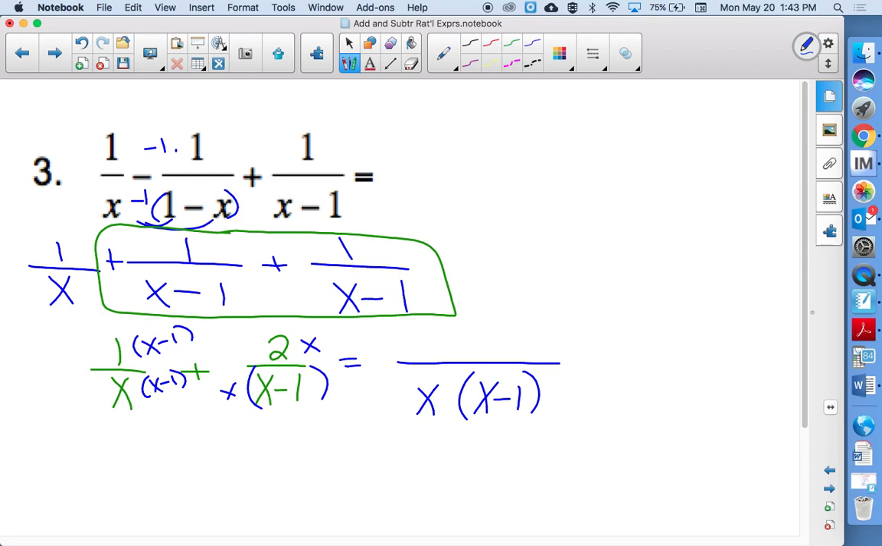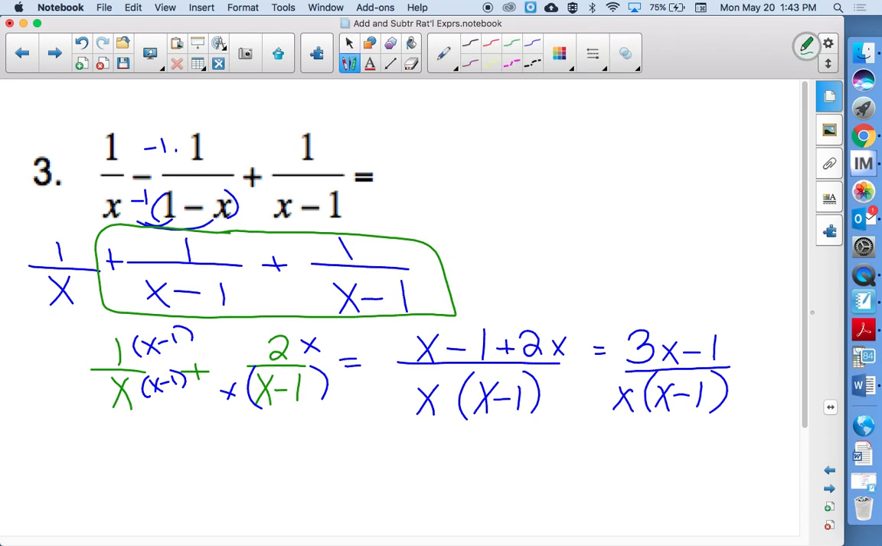So my first fraction has a 1 times x minus 1. The second fraction has a 2x. So we would get 3x minus 1.